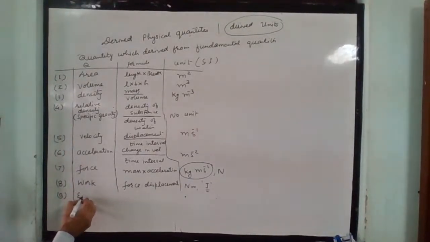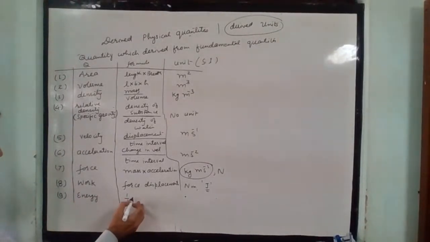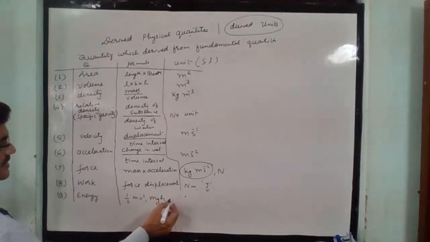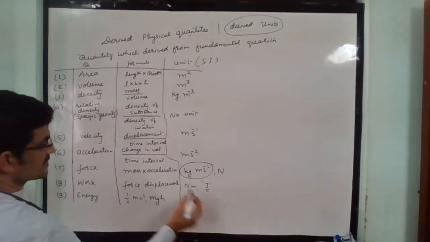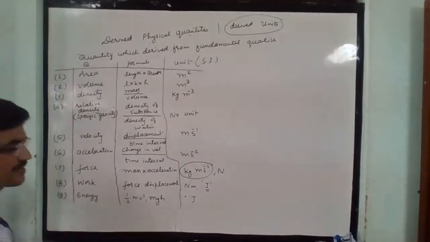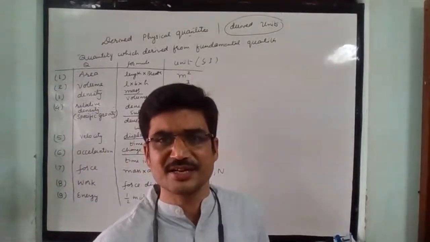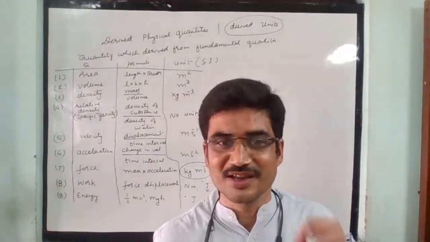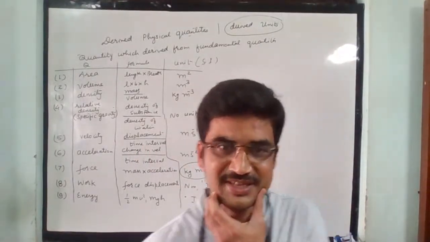Then energy, all types of energy, say kinetic energy, change in potential energy, whatever it is, the unit is joule. You studied this in previous classes also. The SI unit of energy is joule.